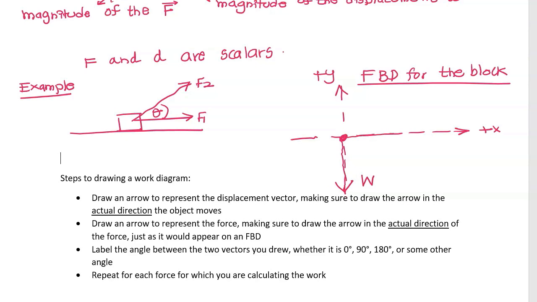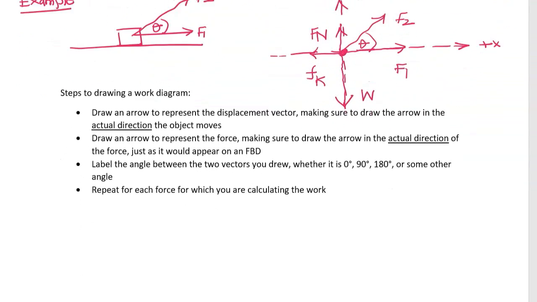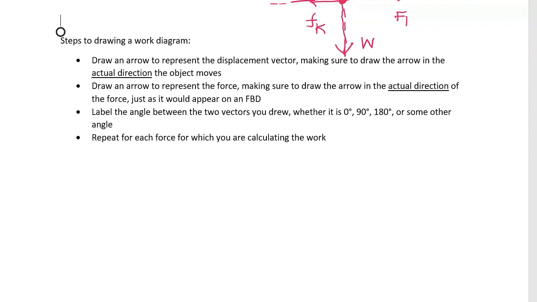And then you have a force F1 applied to the right. And force F2 is applied at an angle of theta degrees above the horizontal. And normal force is acting directly upwards. And the next force is the kinetic friction force. Let's assume the object is moving to the right, so there's a relative motion between the object and the surface it is in contact with, so it is kinetic friction.